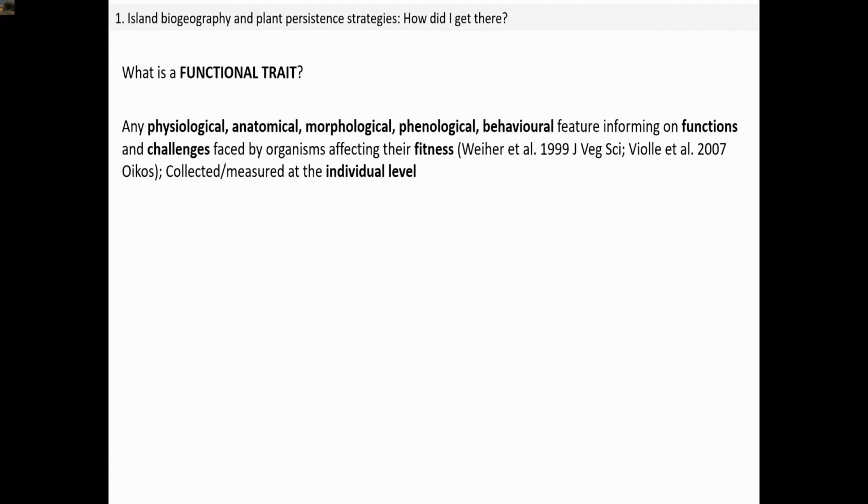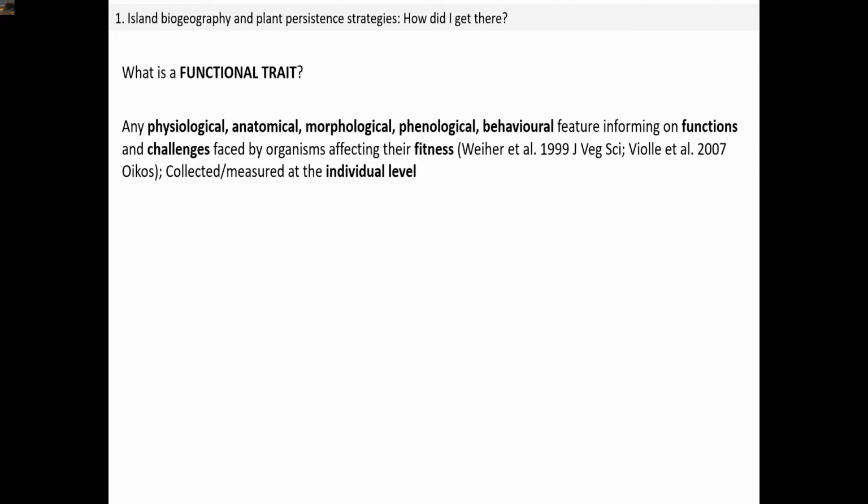So I think it's necessary. I will try to avoid jargon as much as possible. Hopefully I will succeed, I'm not sure, but this is unavoidable. So we must be on the same page. Well, we can disagree, of course, but I need to explain to you what is a functional trait, because otherwise we are missing one key pillar.